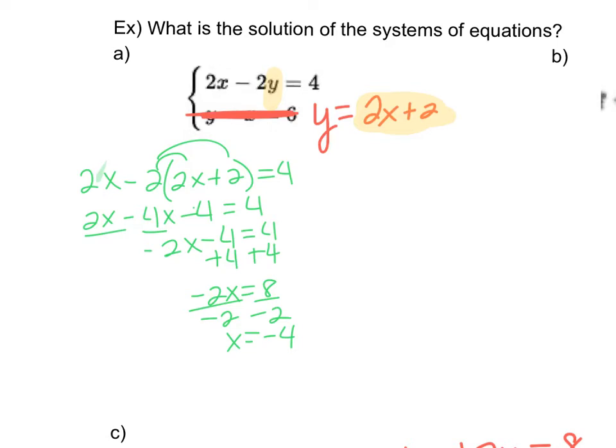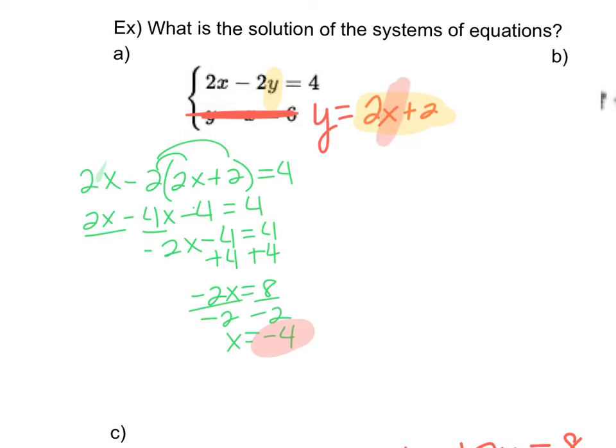So now what we're going to do is we're going to take that. Let's see what this red highlight looks like. So we're going to take this. We have x equals negative 4. And we're going to plug it in to one of the equations, whichever one is going to be easier for us to solve for y. In this case, I think it'll be the second one.